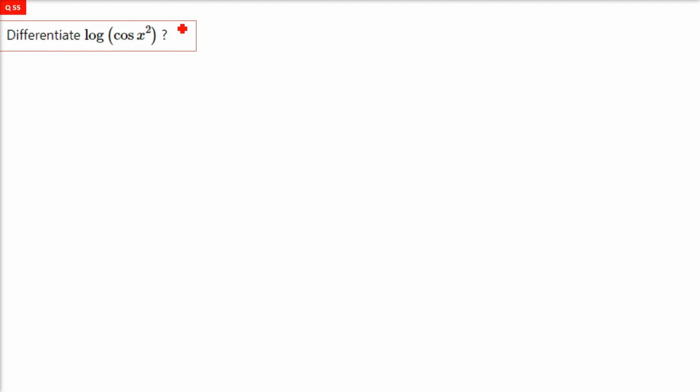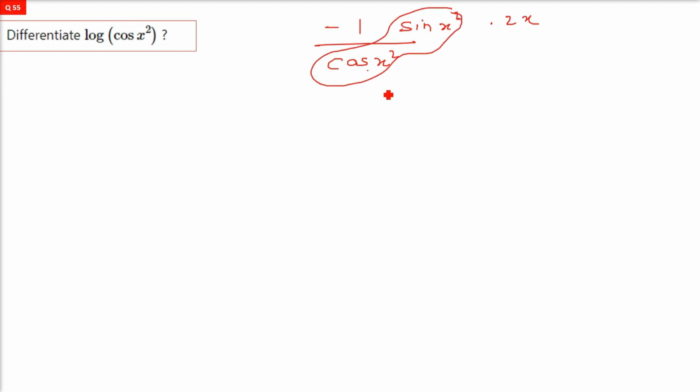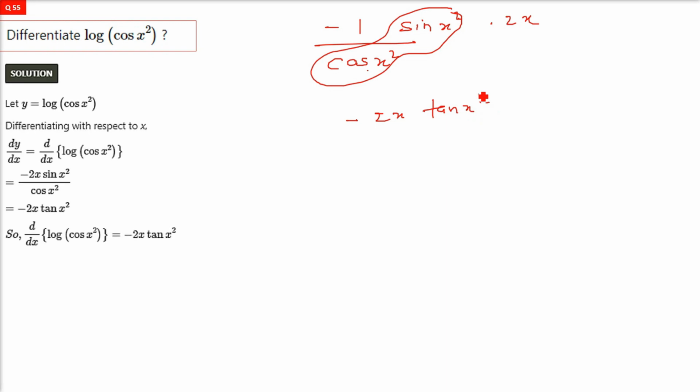Differentiate log cos x square. What is the differentiation of log y? 1 by y. So we have 1 by cos x square. Now you have to differentiate cos x square. Cos is minus sine. It is going to be minus sine x square. Then we have to do the x square. X square differentiation is 2x. So sine x square by cos x square is tan x square. This is tan theta only. Sine by cos is tan. So you have minus 2x tan x square. And this is quite a straightforward kind of question. So this is how you are going to write in your exam or your classwork.